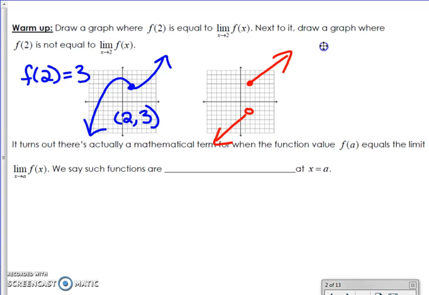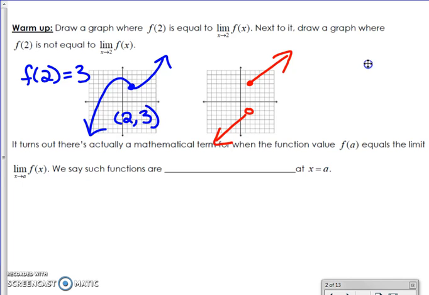So in this case, f of 2, the y value at x equals 2, because this is a closed circle, this wins, so it would be 4. But the limit as I approach from the left is going to be 3 there. And then as I approach from the right, it'll be that 4 value again. So here, the limit does not exist.